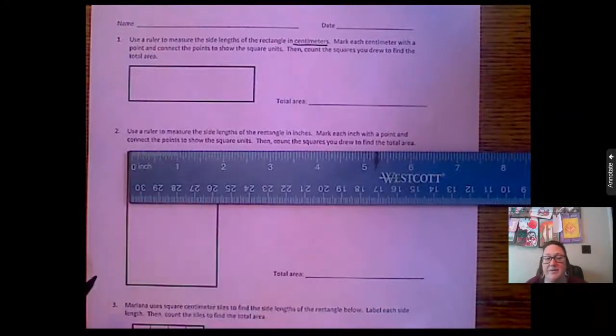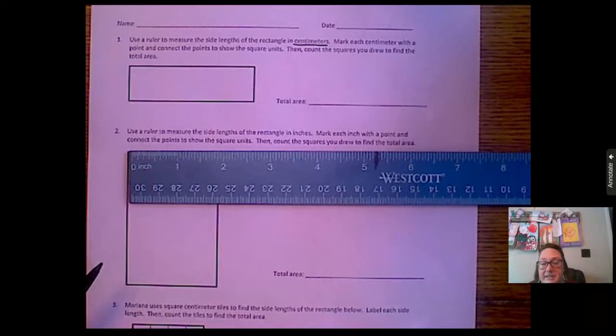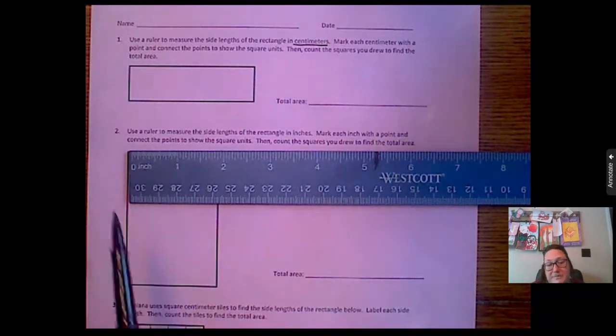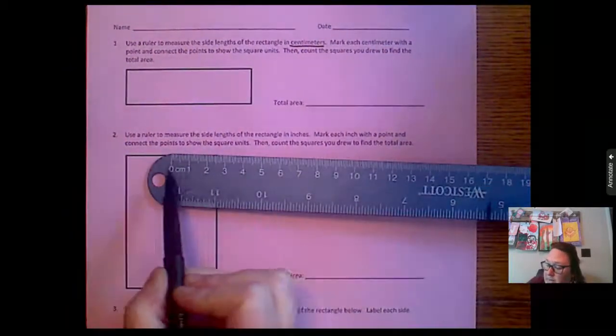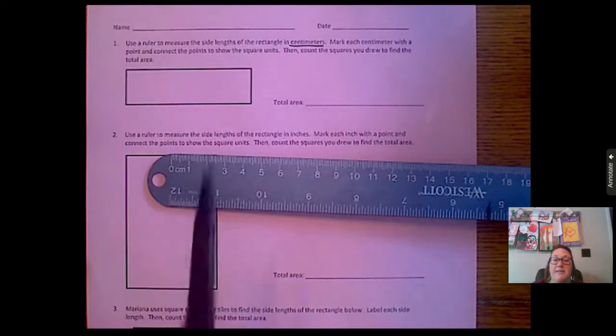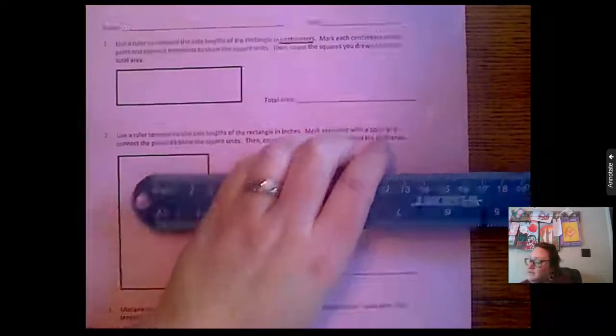If we think about our square tiles that we worked with the past couple lessons, we had square inch tiles and square centimeter tiles, and you could even get out your tiles and measure them up. The sides of the square inch tiles would be 1 inch, and the sides of your square centimeter tiles would be 1 centimeter long, just like that. Okay, so our first step is to measure the side lengths of the rectangle in centimeters. So let's go ahead and do that.